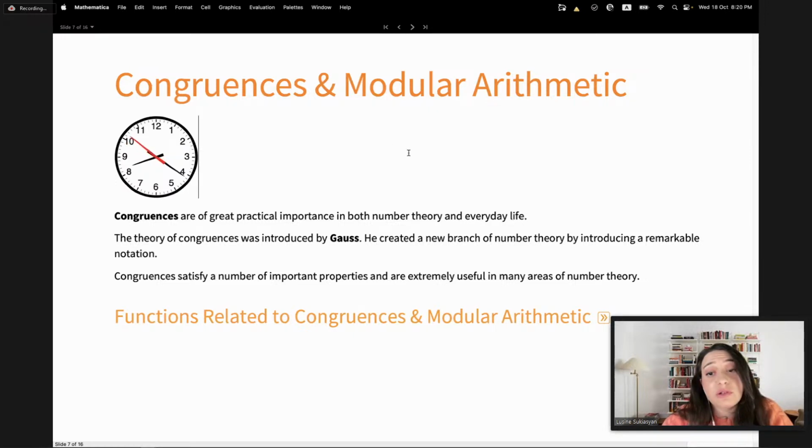The next category is congruences and modular arithmetic. So this is a very broad subject. Congruences are of great practical importance in both number theory and everyday life. The theory of congruences was introduced by Gauss. He created a new branch of number theory by introducing a remarkable notation. Congruences satisfy a number of important properties and are extremely useful in many areas of number theory. And here you see the 12-hour clock, because modular arithmetic is sometimes called clock arithmetic. That's because clock arithmetic is modular arithmetic modulo 12, and there's a very nice connection.